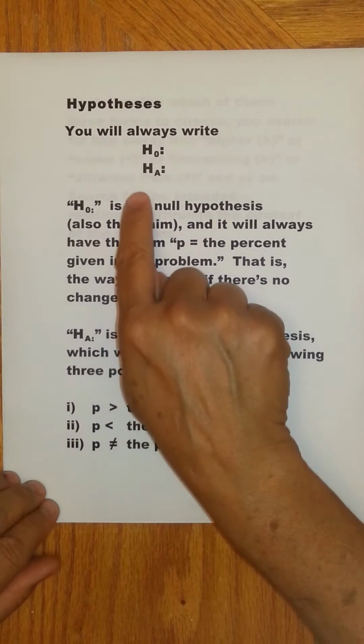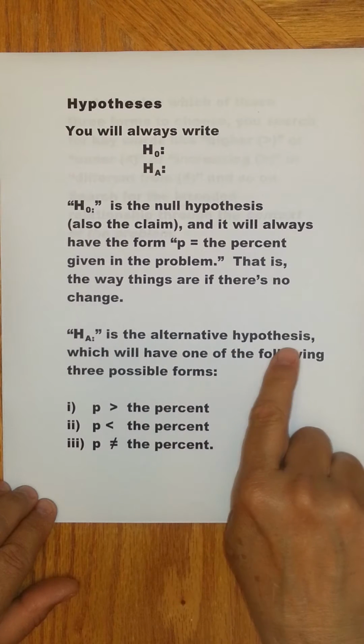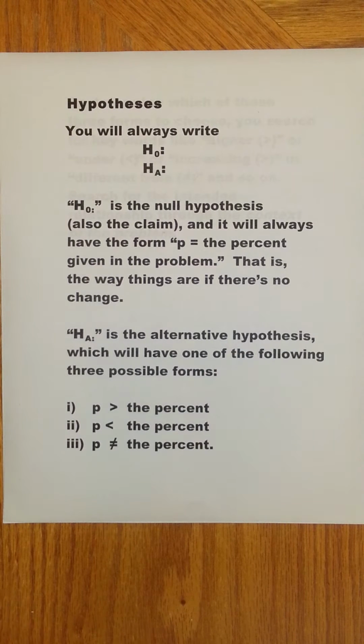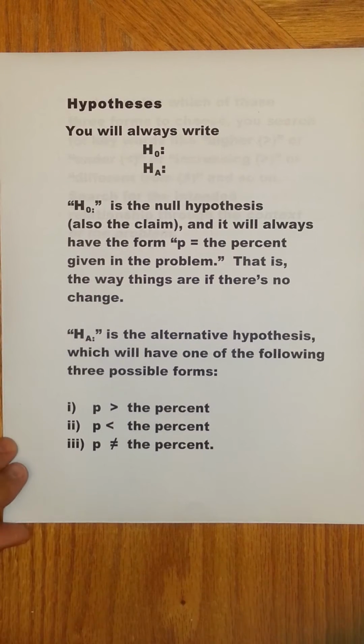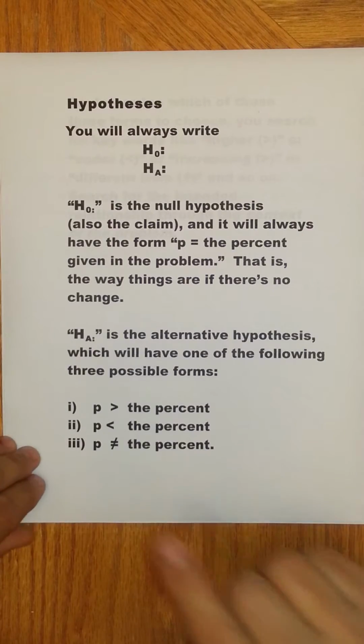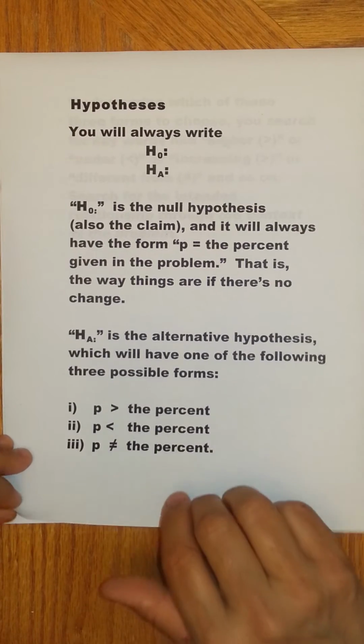Then the second statement, the alternative hypothesis, is going to have one of the three possible forms. P is greater than the percent, less than the percent, or not equal to the percent. Now, I will say that in some books, they do allow greater than or equal to, less than or equal to, but our book absolutely does not. So you can't use the greater than or equal to or the less than or equal to.